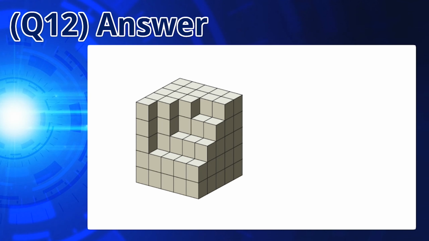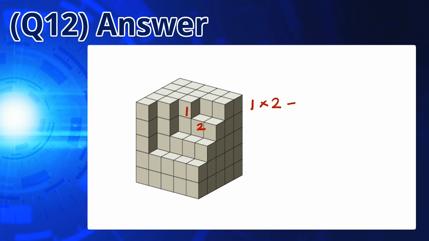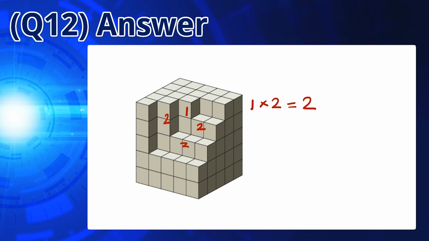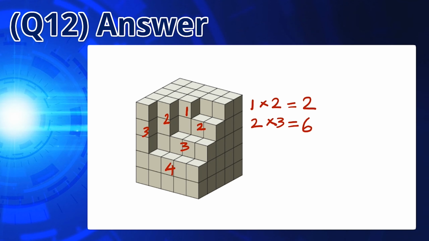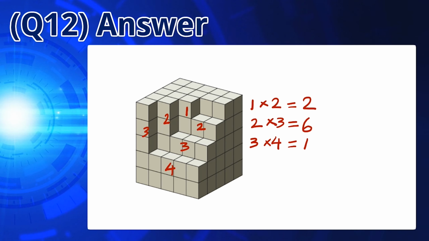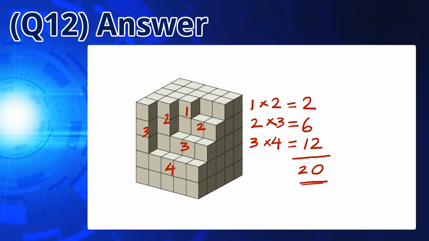To find the answer to this question, we can complete the cube column by column. There are 1 by 2 cubes missing in the first column. There are 2 by 3 cubes missing in the second column. There are 3 by 4 cubes missing in the third column. You can add all of them up to get a sum of 20. This means there is a total of 20 cubes missing. So the answer is E.